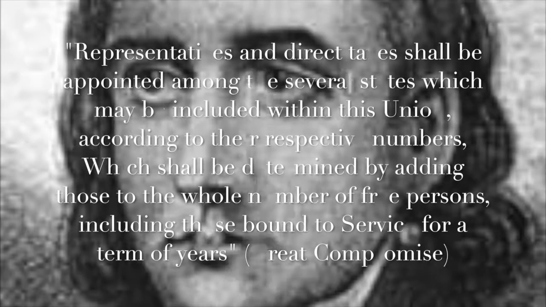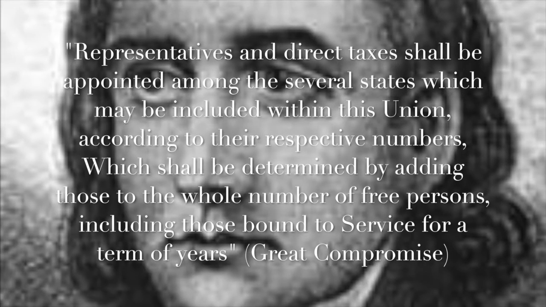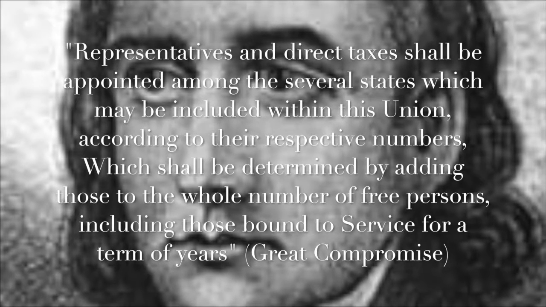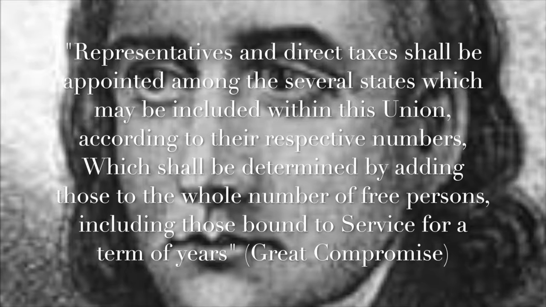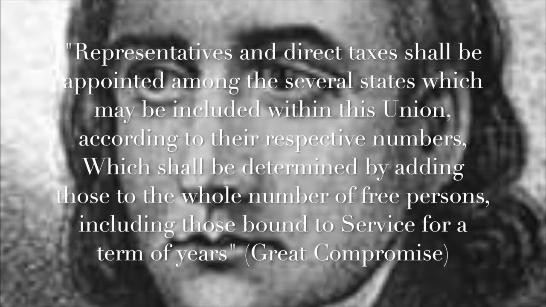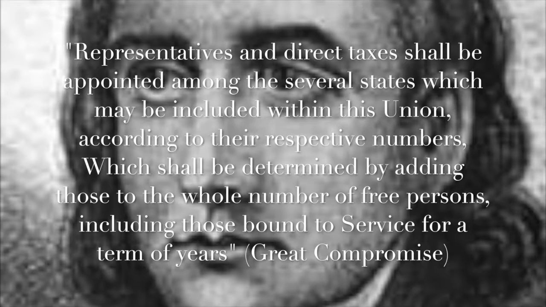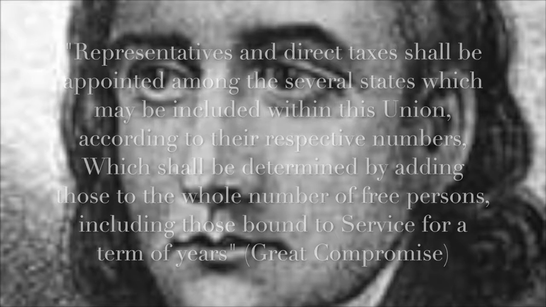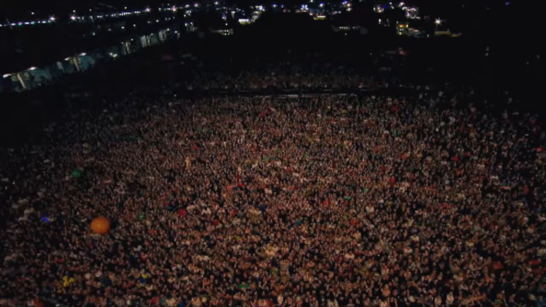Representatives and direct taxes shall be apportioned among the several states which may be included within this union, according to their respective numbers, which shall be determined by adding the whole number of free persons, including those bound to service for a term of years.